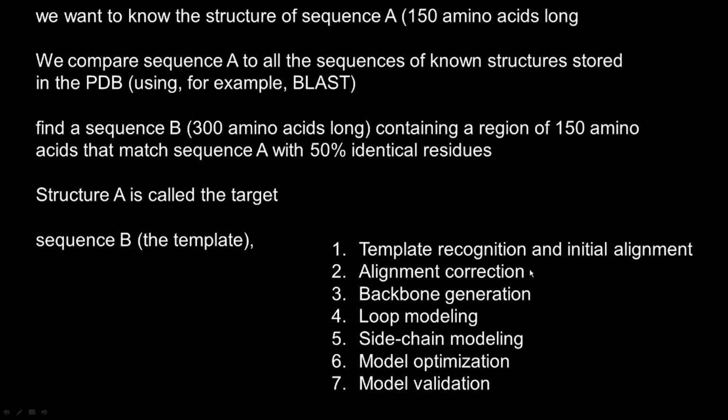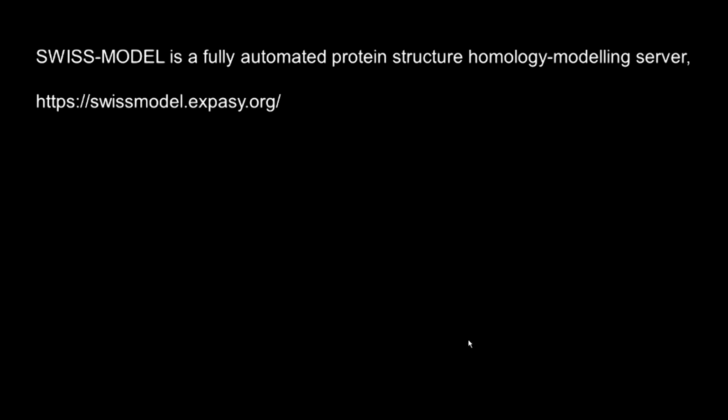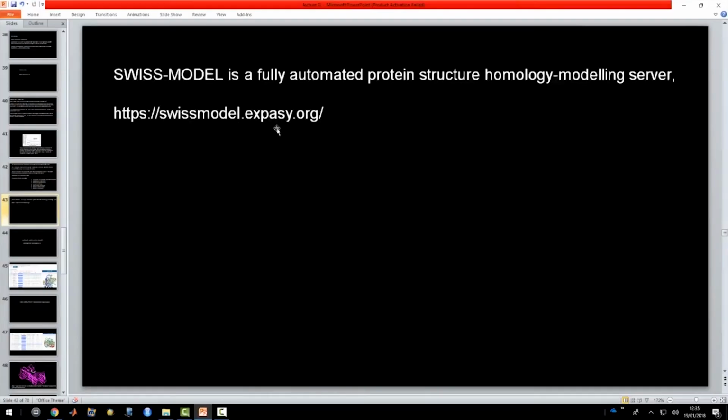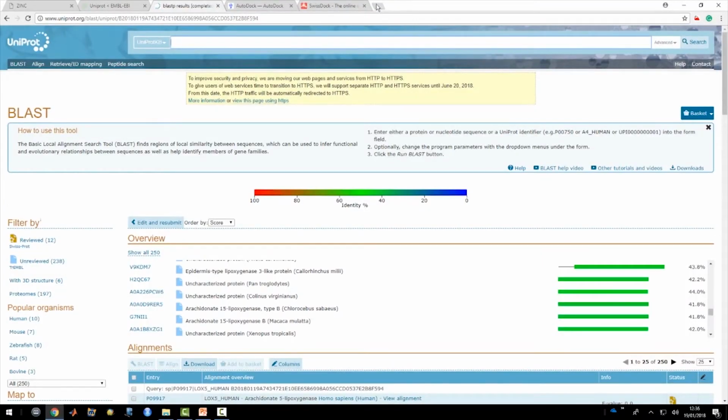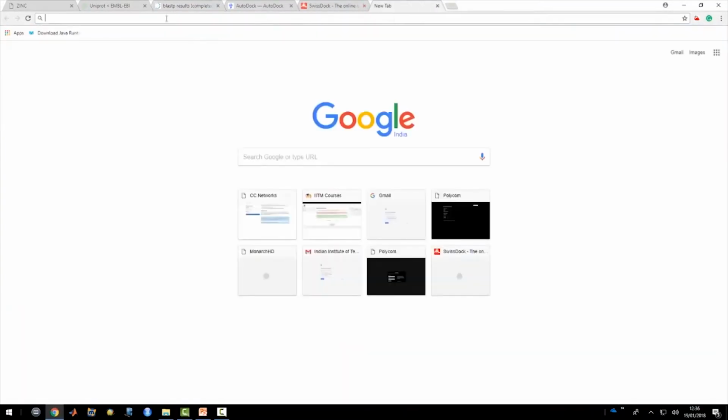So we do template recognition, initial alignment, alignment correction, and then backbone generation, loop modeling, side chain modeling, model optimization, and model validation. All these things are done when you do homology modeling. First you compare the sequences, then we do the homology modeling. For example, we can use Swiss Model software. It's a very good software for homology modeling and does a good job. So we can look at Swiss Model.